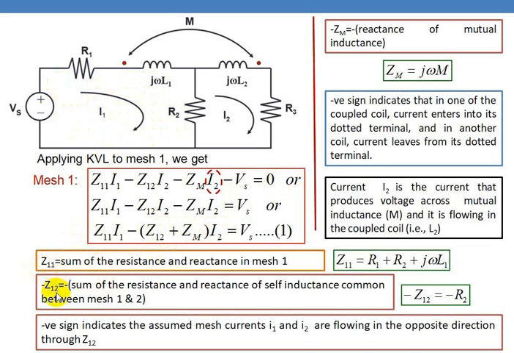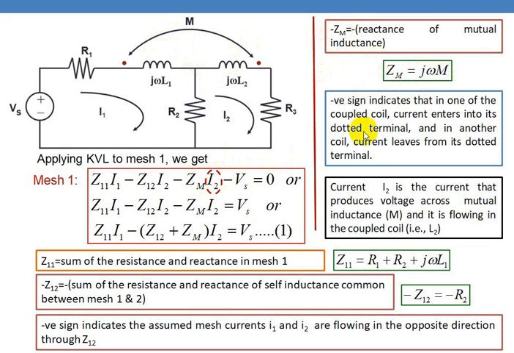So Z11 is nothing but the sum of all the resistances and reactances in this first mesh. What is Z12? Z12 is the sum of the resistance and reactance of self inductance common between mesh 1 and mesh 2. That is this part. Suppose there are two elements in series, you have to add them. The negative sign indicates that the assumed mesh currents, I1 and I2, are flowing in the opposite direction through Z12. And this term minus Zm is nothing but the reactance of the mutual inductance. It is j omega M.